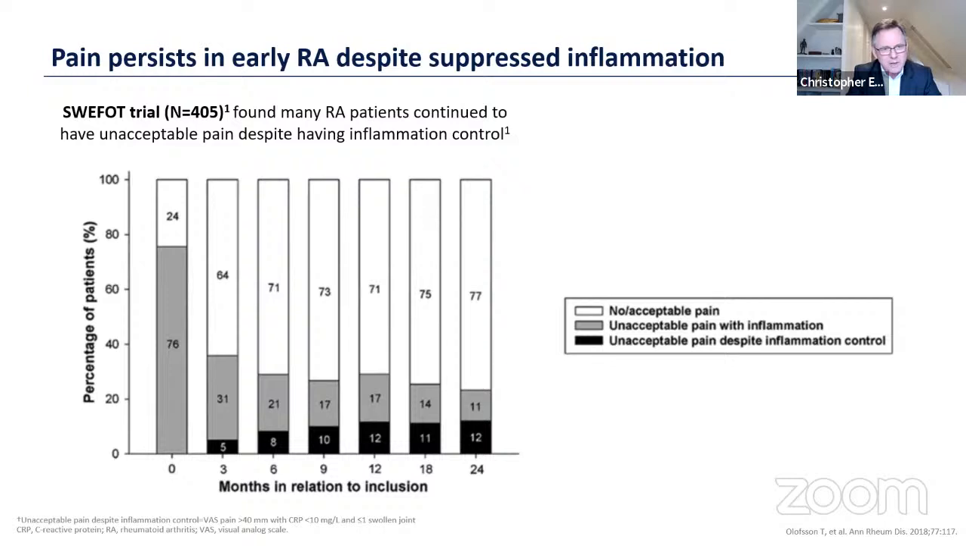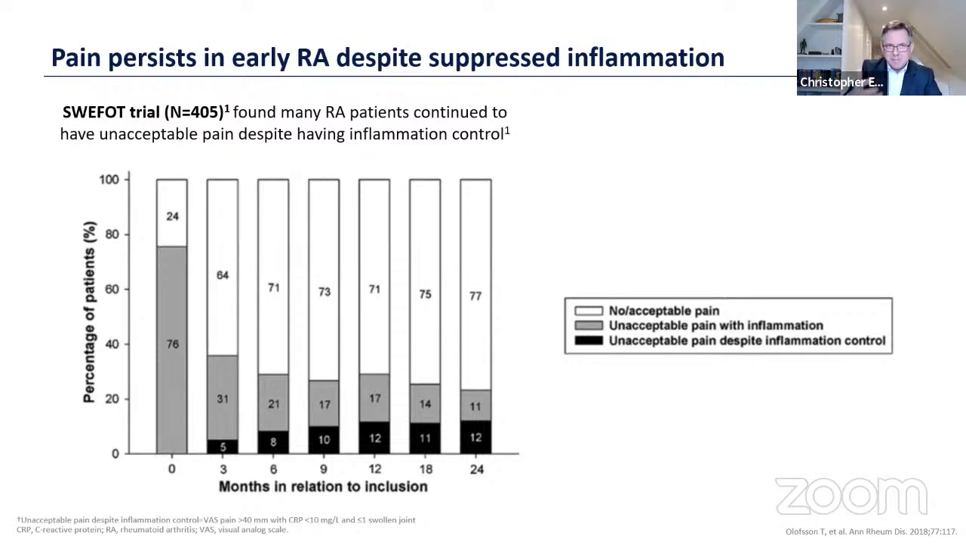What's the most important thing is, if you look at time zero over on the left-hand side, 76% of individuals have unacceptable pain with inflammation. If you look there at 24 months, so 2 years later on the right-hand side, being on the trial, now we've got 77% of individuals have no or acceptable pain. And then we've got this 23% who have unacceptable pain, of whom about half still have inflammation.